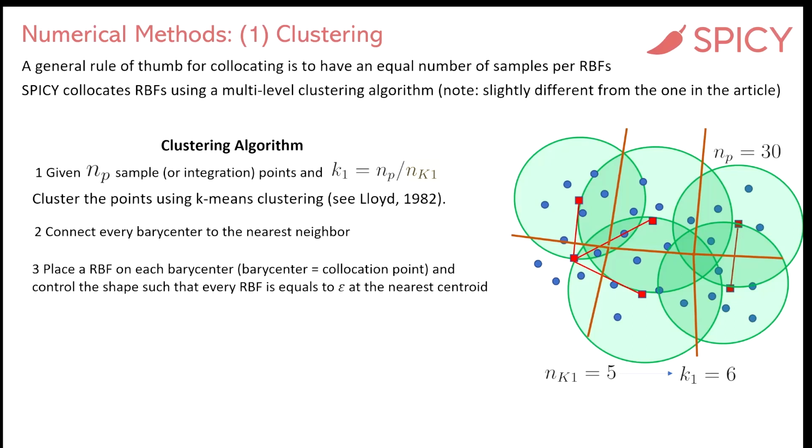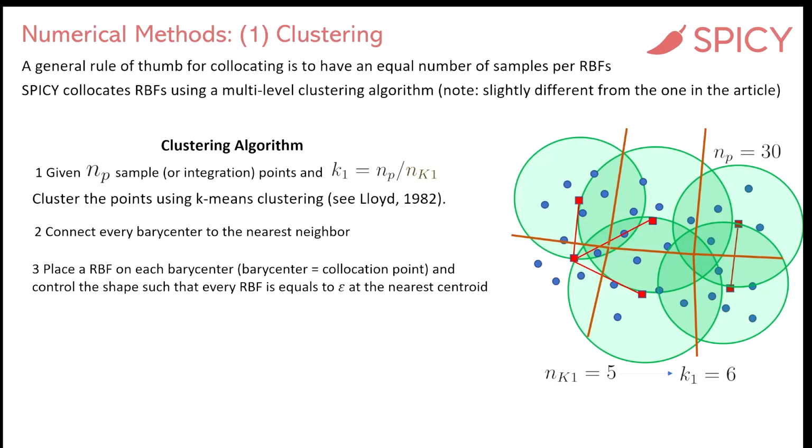0.5 at its nearest neighborhood, and from there you can then compute what is the shape factor, because you find a simple relation between what is the radius of the RBF and the shape factor. For both the Gaussians and the C4 that are implemented in SPICY, the radius is defined as the distance from the barycenter at which the basis is equal to 0.5.